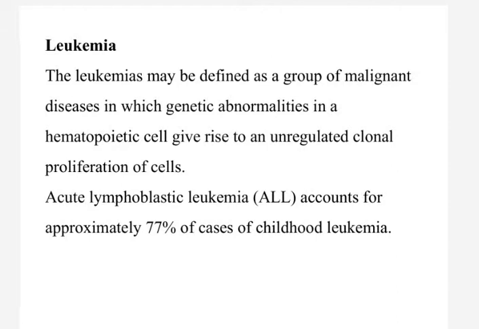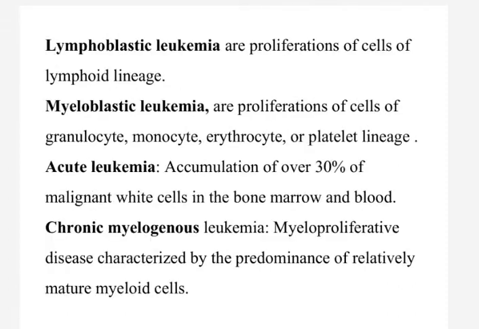Leukemia. The leukemia may be defined as a group of malignant disease in which genetic abnormalities in the hematopoietic cell give rise to unregulated clonal proliferation of cells. نمو غير طبيعي لخلايا الدم. Acute lymphoblastic leukemia accounts for approximately 77% of cases of childhood leukemia. This is the most common type of leukemia in children اللي هي ALL, acute lymphoblastic leukemia.